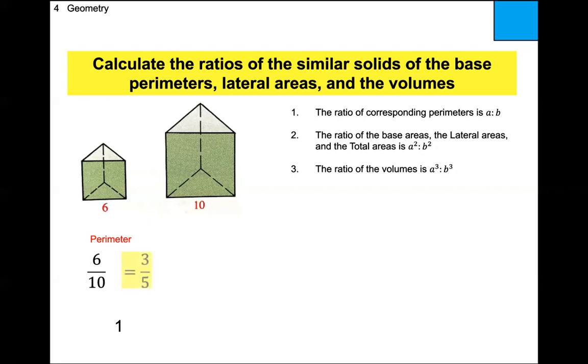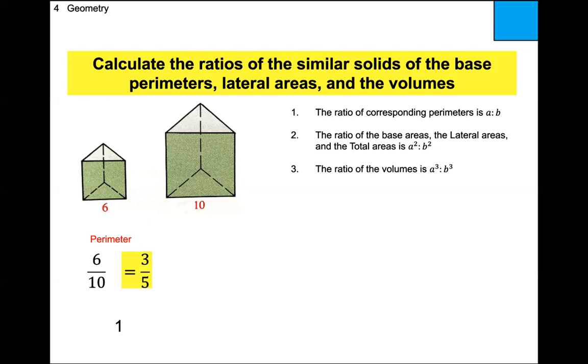2 goes into 6, what, 3 times? So if the scale factor is 3 to 5, then that's the scale factor of their perimeters. I mean, you're literally done. That's it. Finished. And the cool thing now is the rest is really simple.